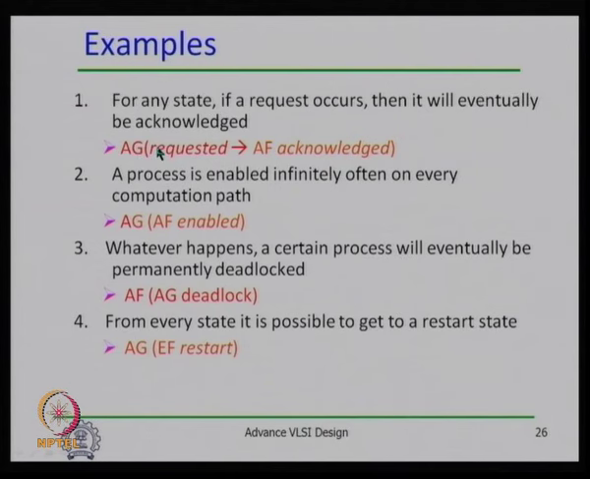We can say like if there is a request, there must be an acknowledgement. So now when there is a request here, sometimes in the future, may not be in the next cycle, but sometimes in the future there must be an acknowledgement, and this should hold good globally in an arbiter or a message passing system in some protocol. Or here now we can define that a process is enabled infinitely often on every computation path. So that means it can be enabled again and again and again. So we can define that globally sometimes in the future an enable signal should hold good or should become true.